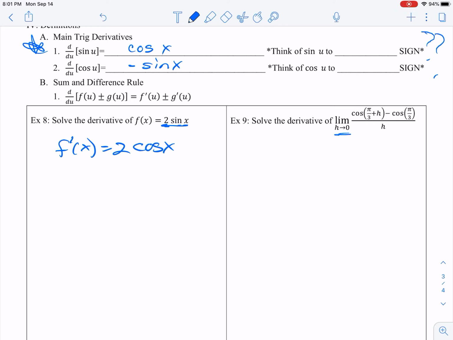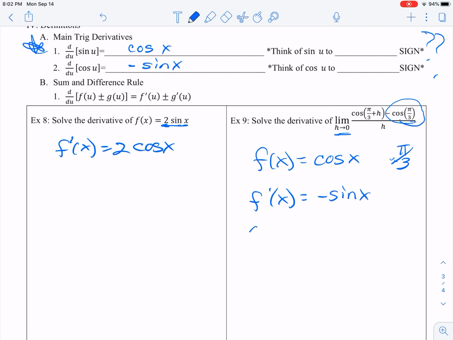Another one, it's the definition. This is the function, that's f of x. They're telling me f of x is equal to the cosine of x, and they want to know the derivative at pi over 3. So f prime of x is negative sine of x. F prime of pi over 3 is negative sine of pi over 3. The sine of pi over 3 is a half, so you make that negative. Know your unit circle. Memorize your trigs.